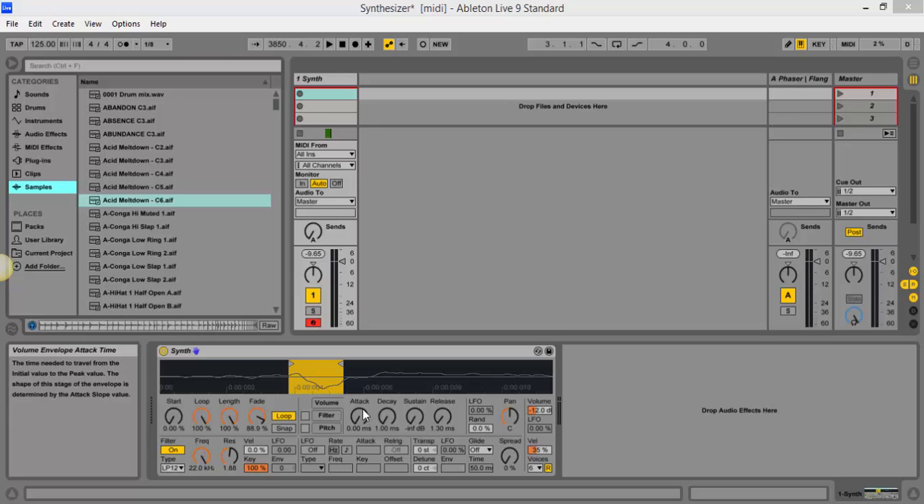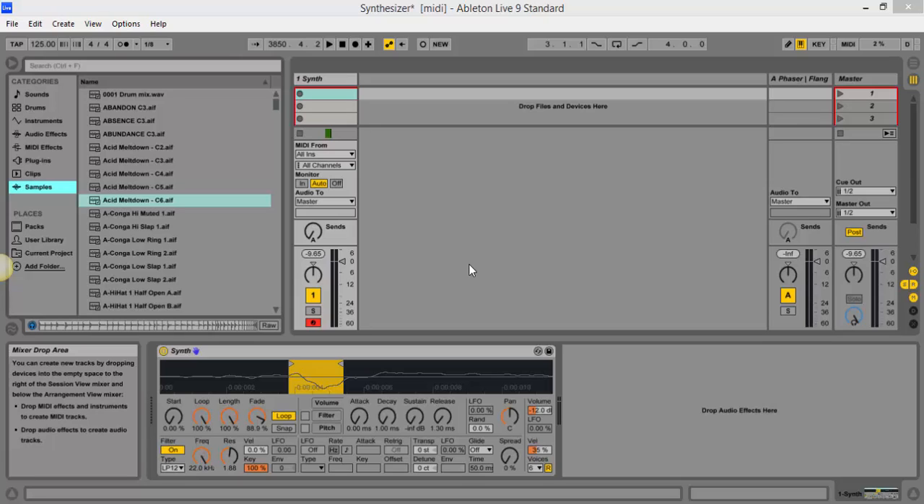Attack is the time it takes to go to the full value whenever a key is pressed. Decay is when the value comes down from the full value to the sustain level, and sustain level is the level at which the sound is sustained, or the volume is sustained. And release time is whenever we release the key and the sound goes down to zero from the sustain level.